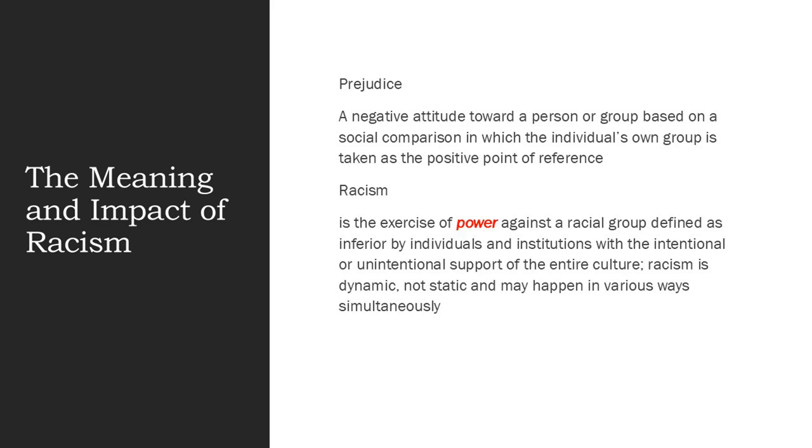So what does this reading do, right? The reading starts off by distinguishing the difference between prejudice and racism, right? And the reading makes very clear that prejudice is a negative attitude toward a person or group based on a social comparison in which the individual's own group is taken as the positive point of reference. What is an example of this? So, an example, if I say that, oh, Black people are better, right? That means that I am taking my individual group as a positive point of reference. And that particular type of reference is what? That renders as prejudice.